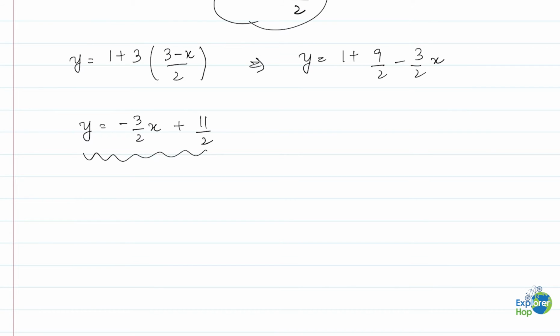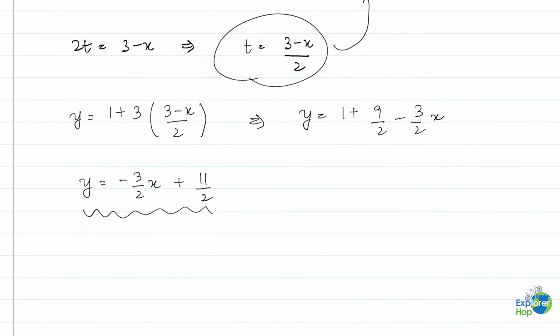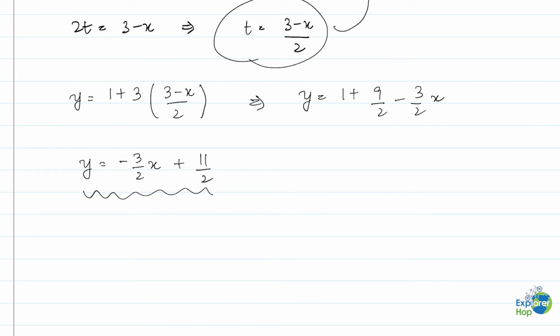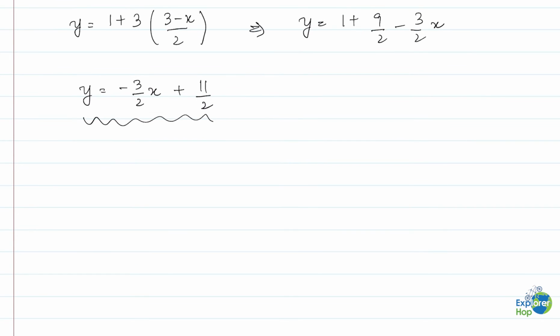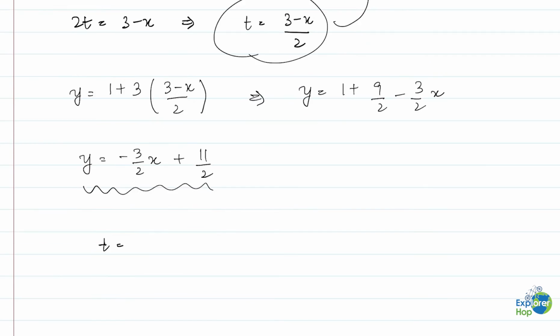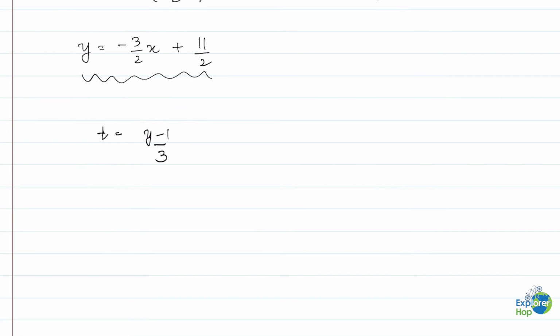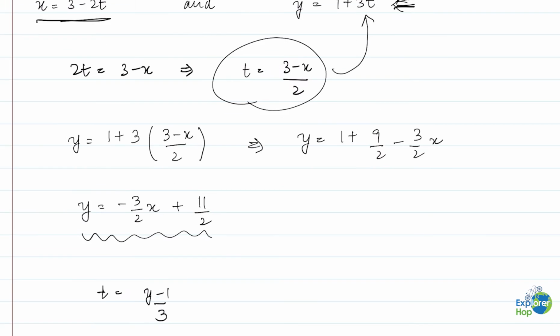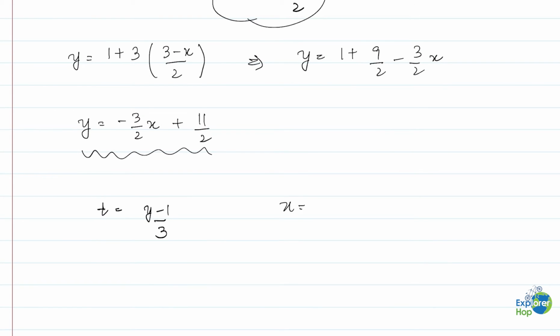We can also, if we would have chosen this equation to find t, we would have gotten the same answer, and we can even test that. So if we would have used this equation to find t, we would have gotten t to be equal to (y minus 1) over 3. And if we would have substituted this back into this equation number 1, we would have gotten x to be equal to 3 minus 2 times (y minus 1) over 3.